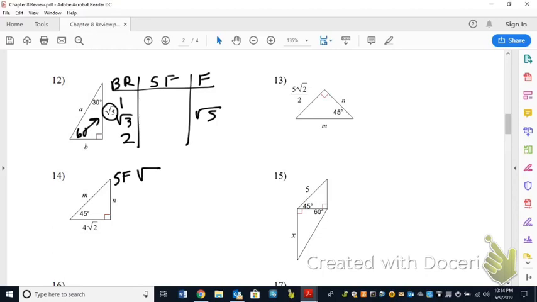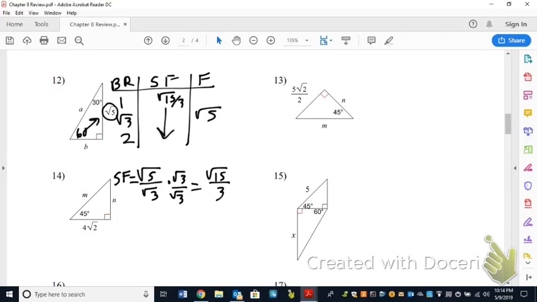Scale factor is final divided by base ratio. So here we have the square root of 5 divided by the square root of 3. So again, we need to rationalize the denominator, so we're going to multiply by the square root of 3 over the square root of 3. That's going to give us the square root of 15 over 3. That's our scale factor.